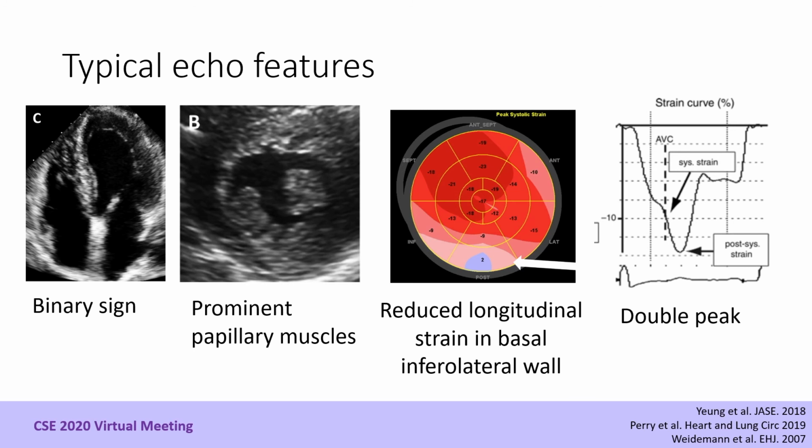Prominent papillary muscles are also described in patients with Fabry disease, although it has limited use in distinguishing from other causes of increased LV wall thickness. The longitudinal strain is typically reduced in the basal and infralateral wall. And on the strain curve, we can also appreciate a double peak with a postsystolic peak in addition to the usual systolic peak. And while this finding is typically associated with Fabry disease, the double peak sign may be present in any myocardial segment with fibrosis.